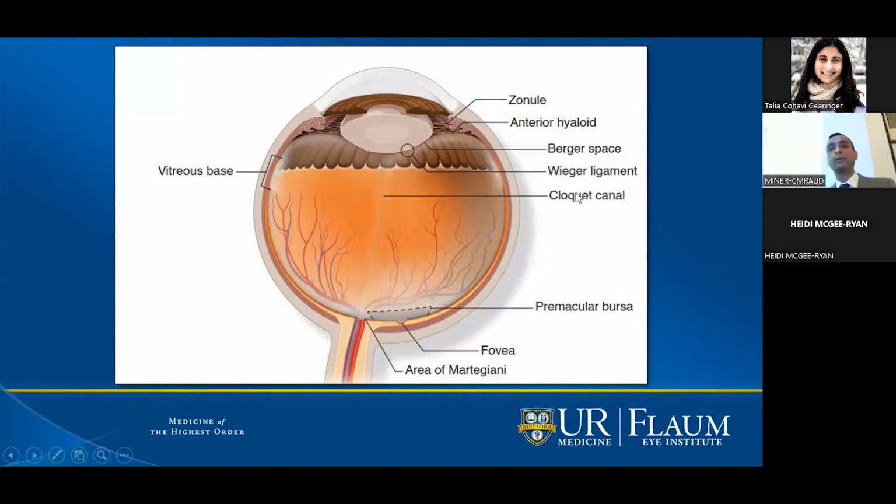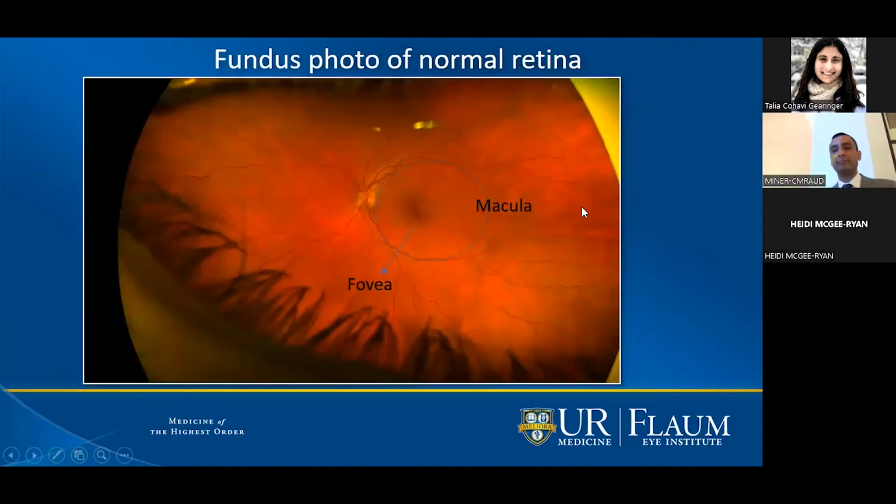Now, if you were to look through the pupil through a slit lamp or use a fundus photo, for example, this is what you would see. That's the optic nerve, and you have the blood vessels coming out through the optic nerve, and then migrating across the surface of the retina all the way to the peripheral edges of the retina. And again, you can see the macula, which is basically the central part of the retina, with the fovea, which is the dark pigmented spot in the center of the macula there.